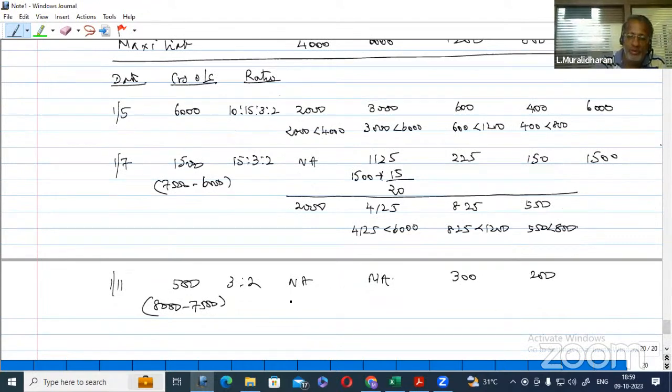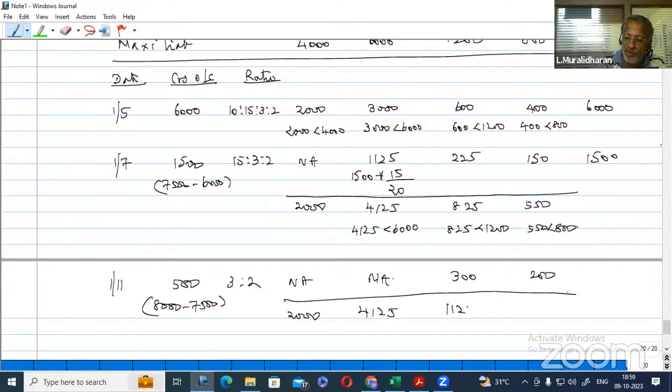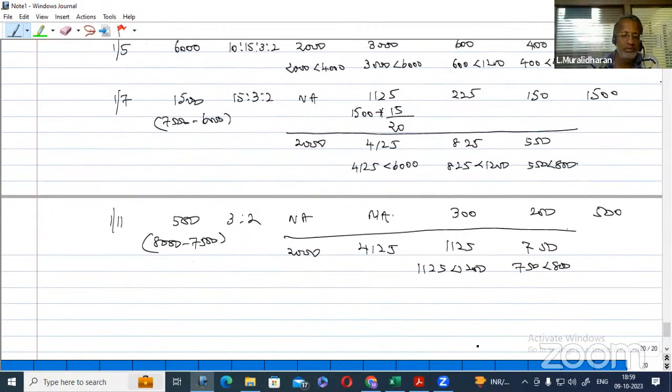Now, closely follow. 2000, 4125. Here, 1125 and 750. 1125 is less than 1200. 750 is less than 800. So, therefore, the entire 500 can be collected. Are you clear? Next.